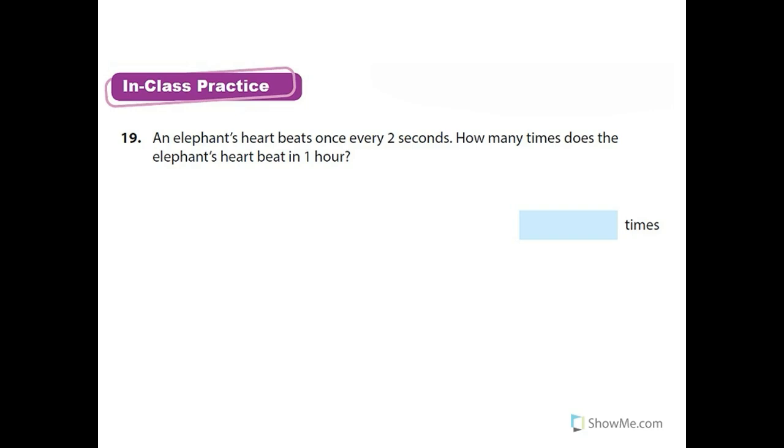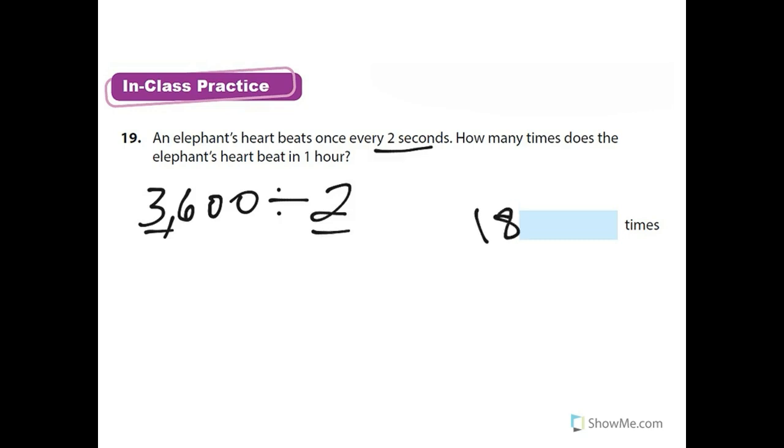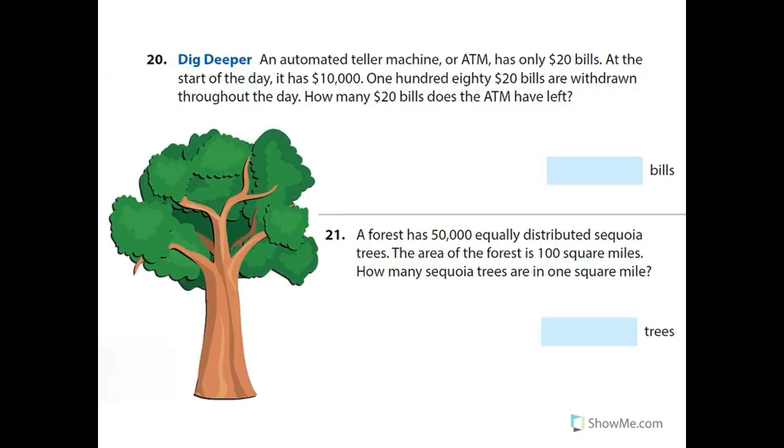Well, all right. Knowing that, thinking about that, solve number 19. Alright, so we already know that there's 3,600 seconds in 1 hour, because our real life example gave us that. So once every 2 seconds, we're going to divide it by 2. 36 divided by 2 is 18. 2 zeros. All right. Hopefully you're catching on to that.